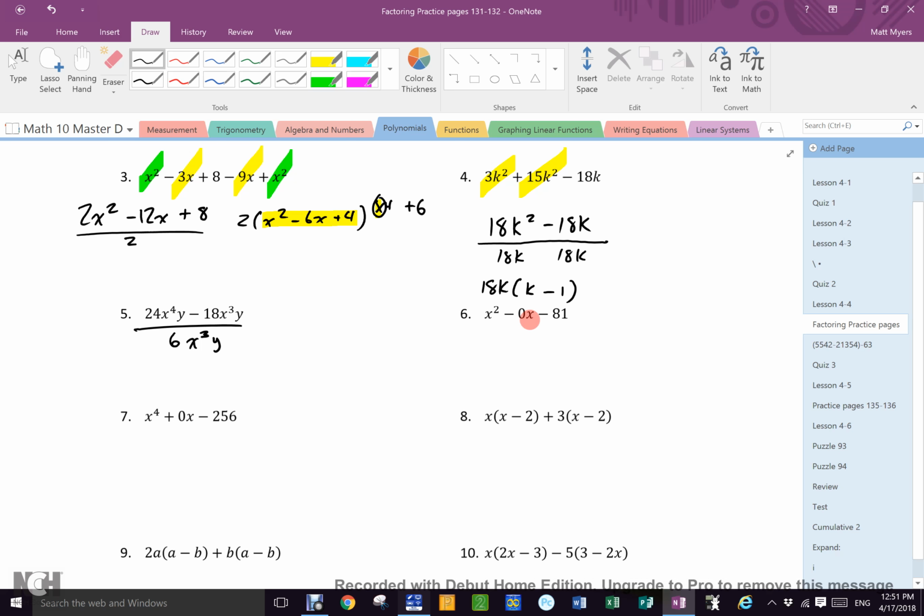What's different about 7? X to the 4th, isn't it? Okay, so that must mean this is really x to the 4th minus 256, right? When it was x squared, we did the square root, yeah? So let's try that. What's the square root of x to the 4th? X squared. What's the square root of 256? 16. X squared minus 16, right? Would we stop there? We could, but would we be right?